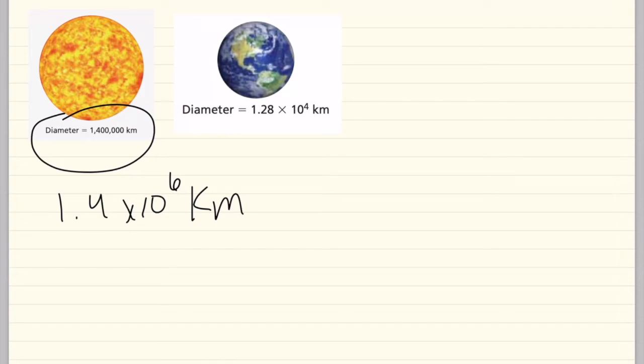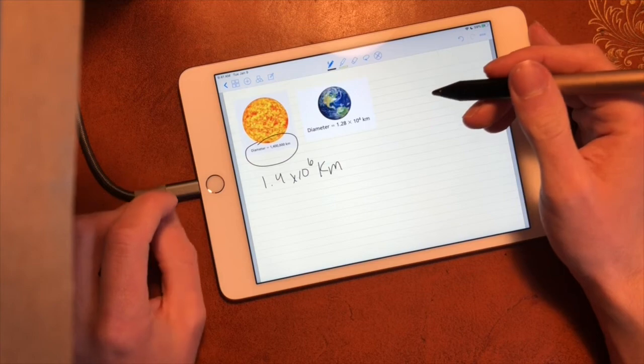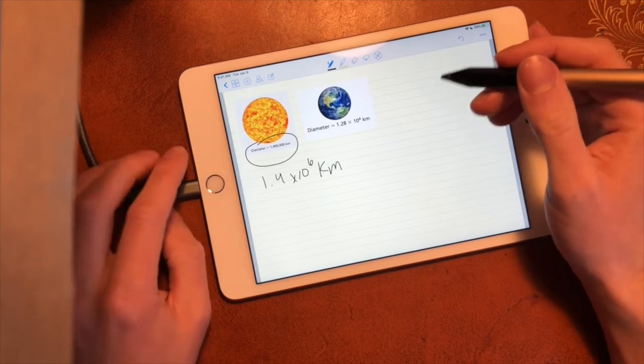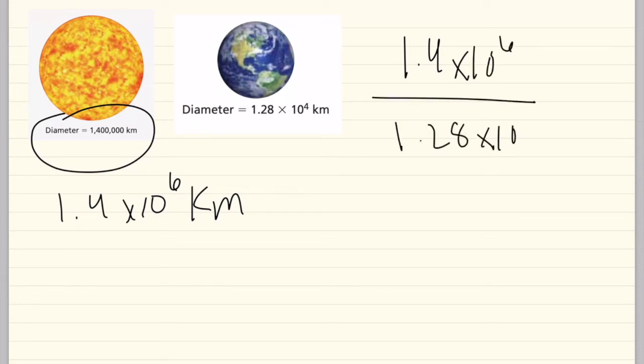And then how many times larger? Well, whenever we're asked how many times larger something is, we always want to perform division. So that's what we're going to do now. So 1.4 times 10 to the 6th divided by 1.28 times 10 to the 4th.